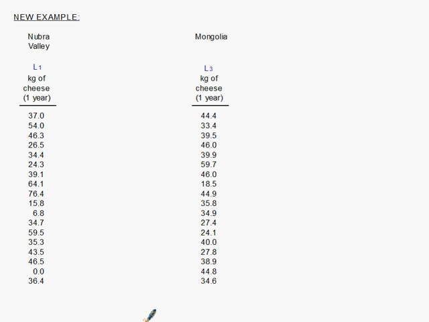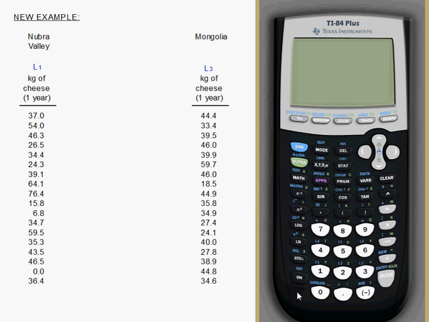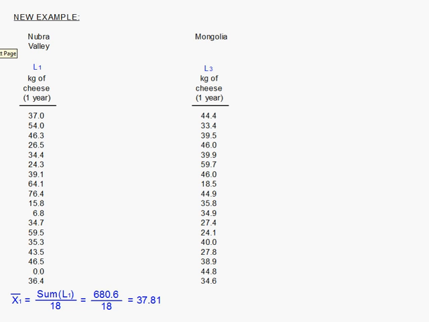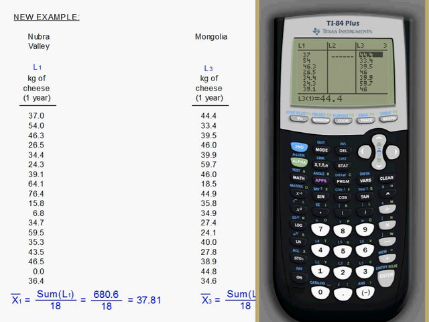I could actually show you. I do have it here. You can see I've plugged those into L1 and L3. If we move forward, right here we have the mean calculation for L1 of the Nubra Valley, and there's the calculation. Now, I'm using this function sum. I should probably show you where that is on the calculator. So what I'm going to do is press second quit to get to my home screen.